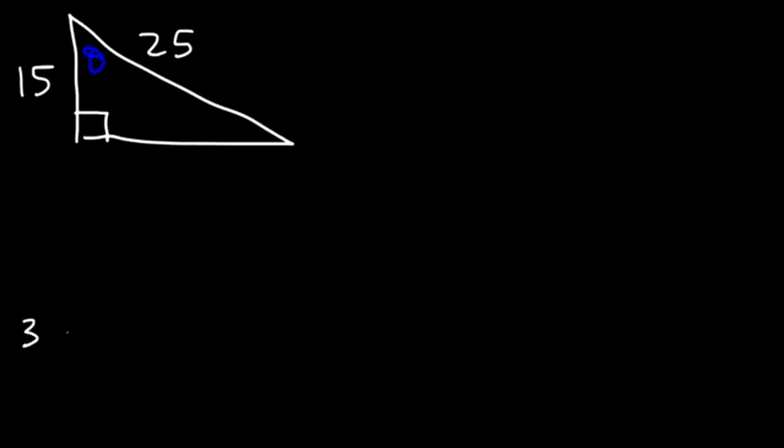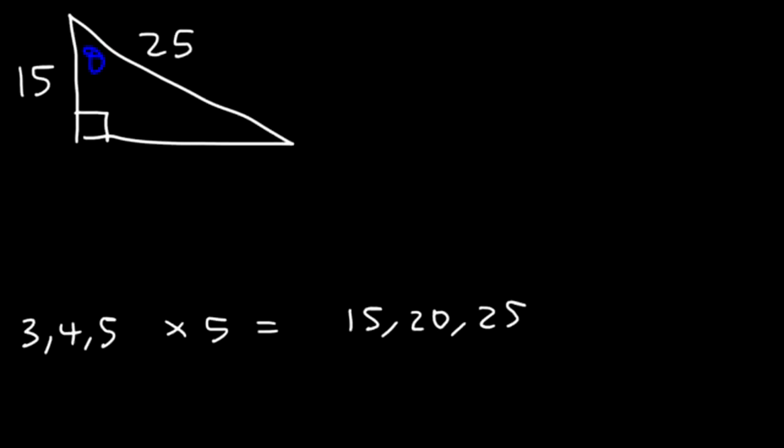So this is going to be similar to the 3, 4, 5 triangle. Notice that if we multiply everything by 5, we'll get 2 of the 3 numbers that we need. 3 times 5 is 15, 4 times 5 is 20, 5 times 5 is 25. So we have the 15, and we have the 25. Therefore, the missing side must be 20. And you could use the Pythagorean theorem to confirm this if you want to.